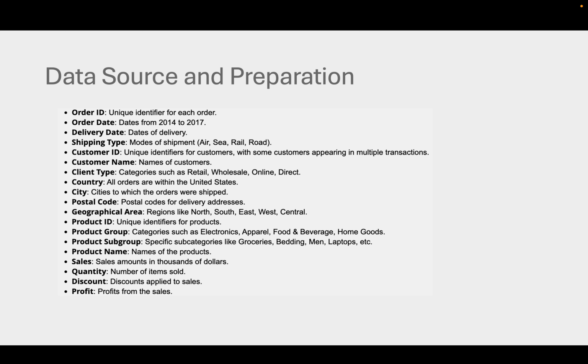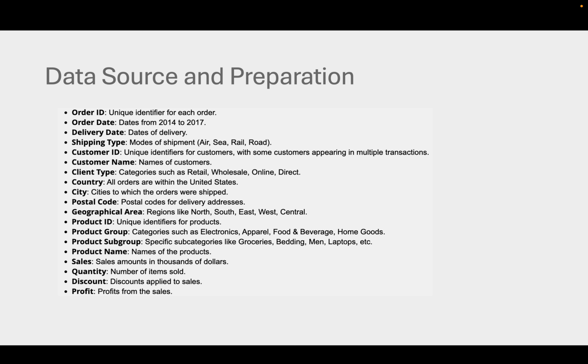And we also look at the different segments of clients, basically the client type. It could be a retail client, it could be a wholesale, online, or direct transaction client. We also have the country. However, all transactions were in the US. Then we can differentiate based on the cities where these orders were shipped to. Postcode geographical area also covers the locations.